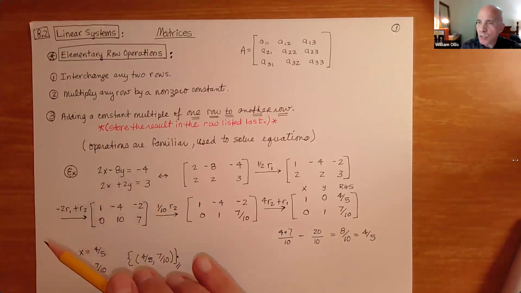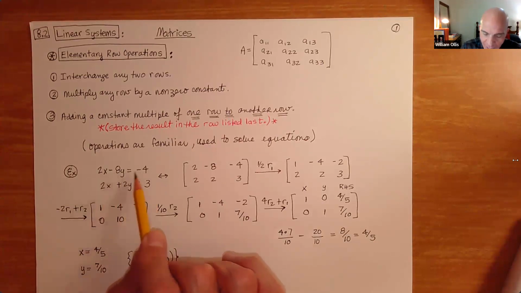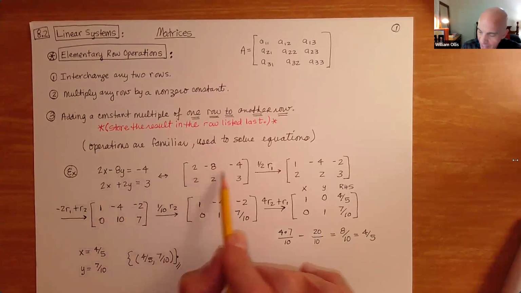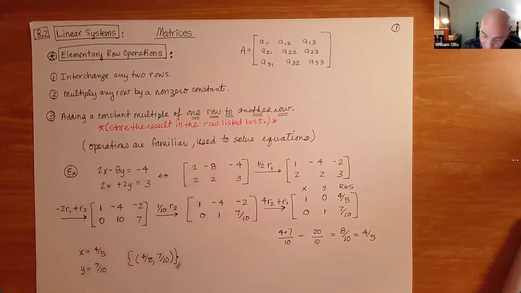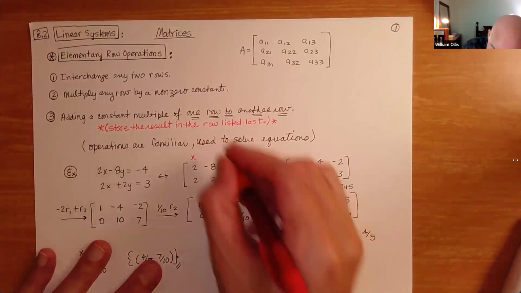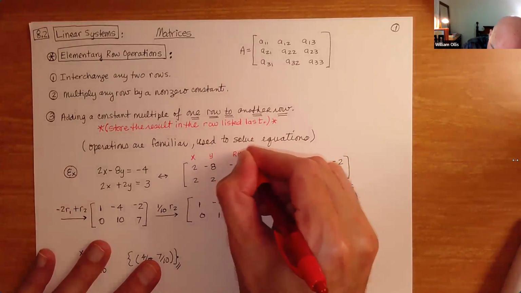Now, what we want to do to transfer this system to a matrix is to simply write the coefficients of x and y and the right-hand side in that order. That is, we have 2, -8, -4. You might think of the first column as being the x, the second as being the y, and then a right-hand side.